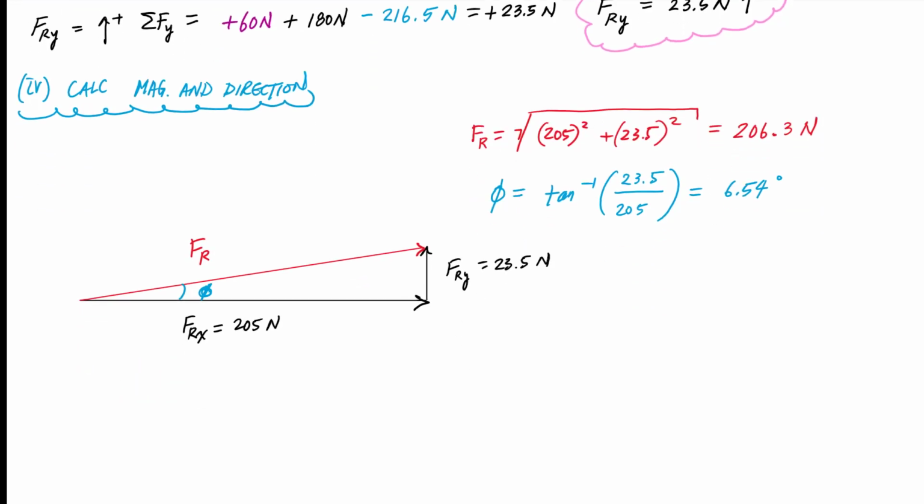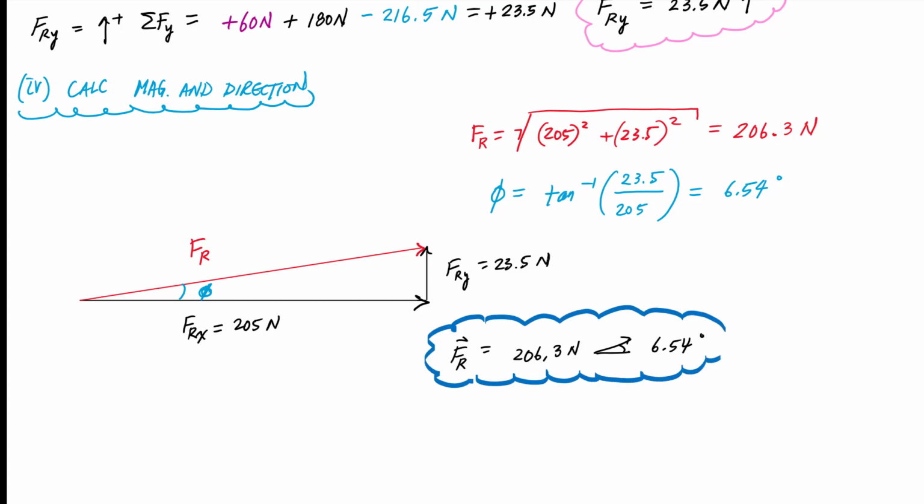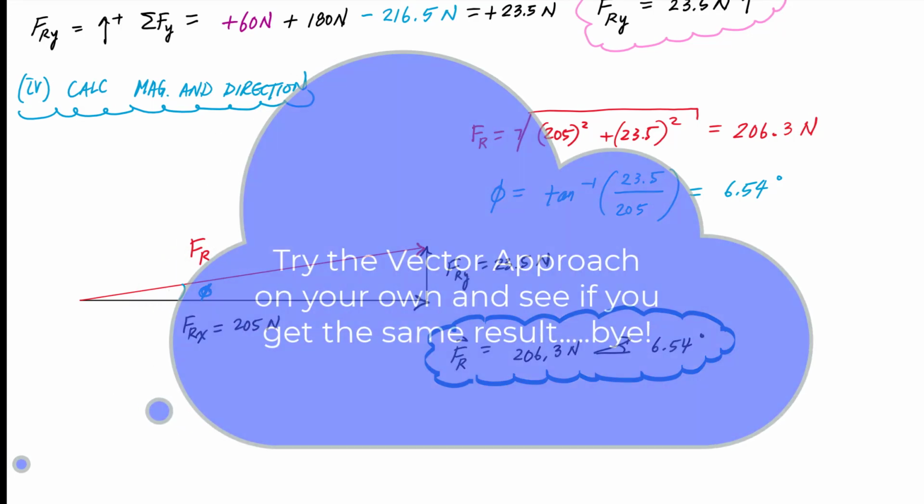If I want to put it all together in a final answer, I would say that FR is a magnitude of 206.3 newtons at an angle relative to the horizontal of 6.54 degrees. Yay! All right. So that's one way to do it.